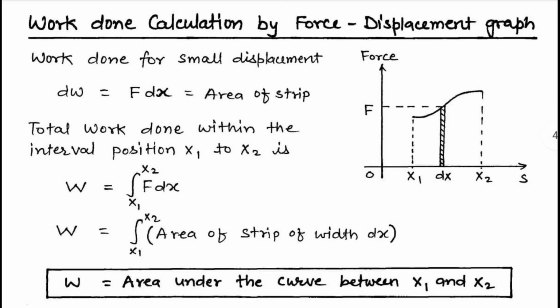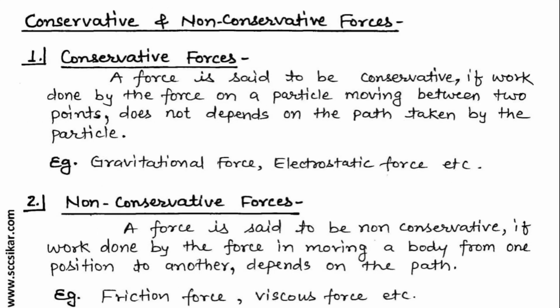So the work done for the small displacement, dW, is equal to F dx, and F dx also represents the area of the strip having the length dx. To calculate the total work done within the interval x1 to x2, we take the integral with x1 to x2 as the limits, and F dx is the area. So we can find the area under the curve, and the area under the curve between x1 and x2 gives us the work done.